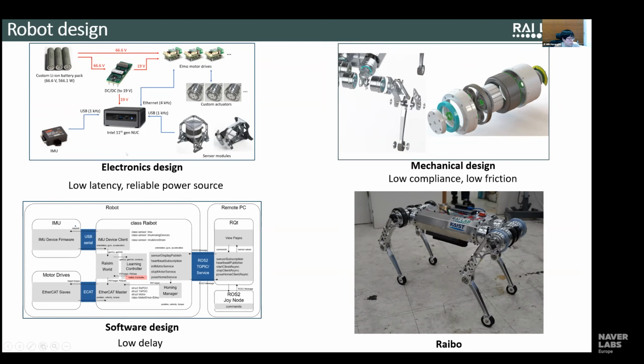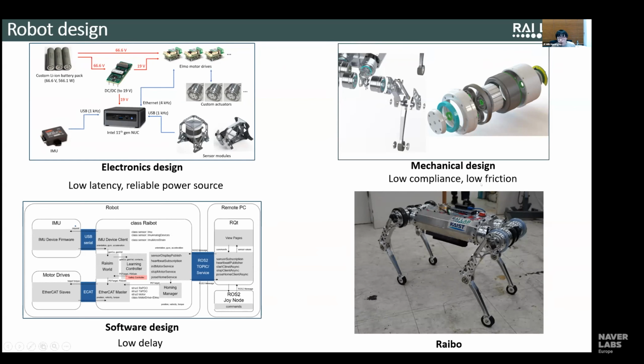Yeah, and the reliable power source is also important. For the mechanical design, this is also quite important. So here we don't use SEA. We use this quasi-direct drive or pseudo-direct drive, whatever you call it, low gear ratio planetary gear system with robo driver actuators. So it has low compliance, almost no compliance, and the friction is also very low.